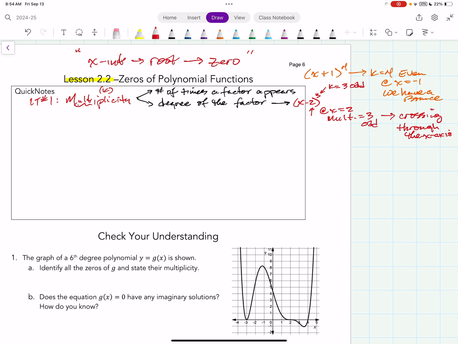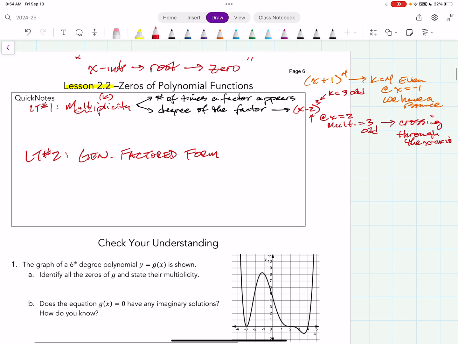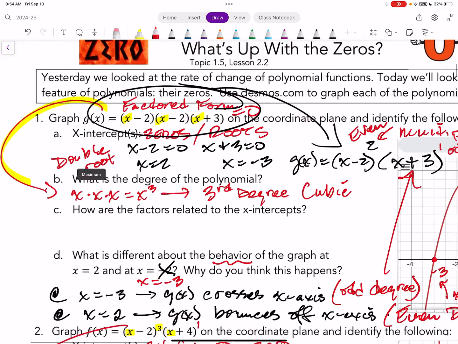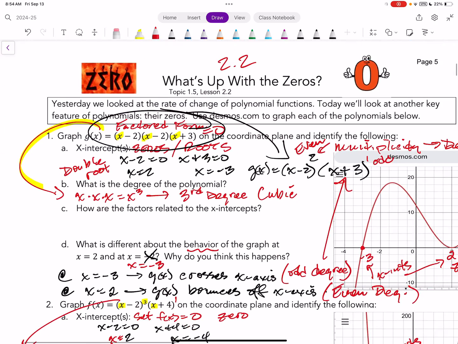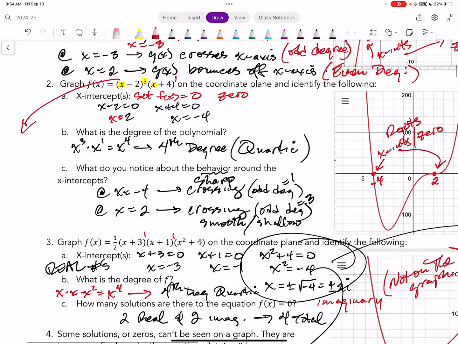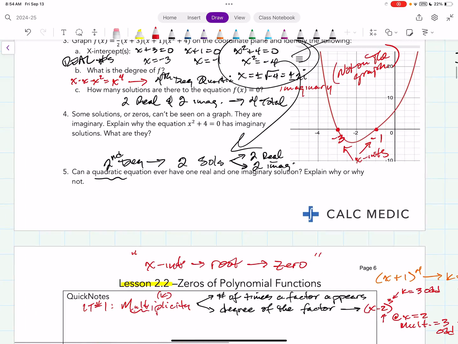So next learning target, LT number 2. All right, general factored form. This is a really cool form. Really, really nice to have this form right here. And you saw it in example 1. Okay, right here, g of x, that's factored form. In fact, you saw it in f of x here, example 2. And you saw it in example 3. Actually, you saw it throughout the entire lesson.